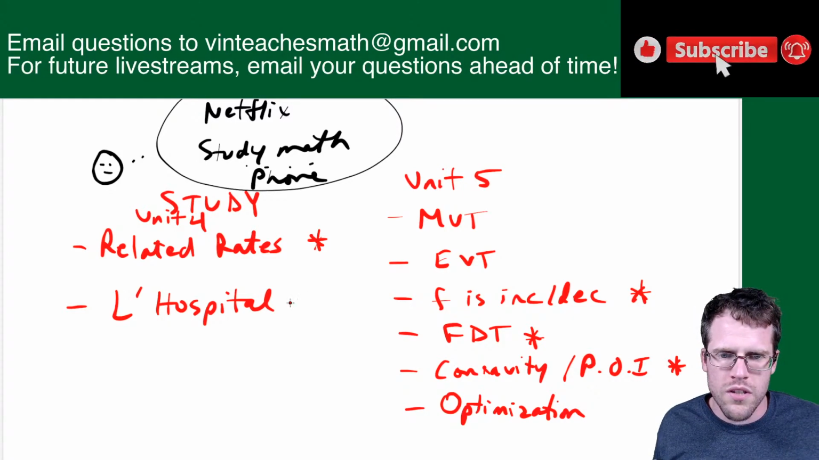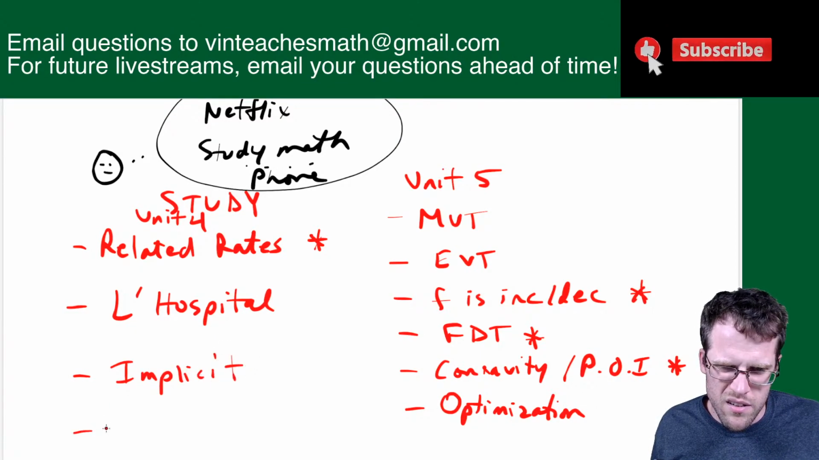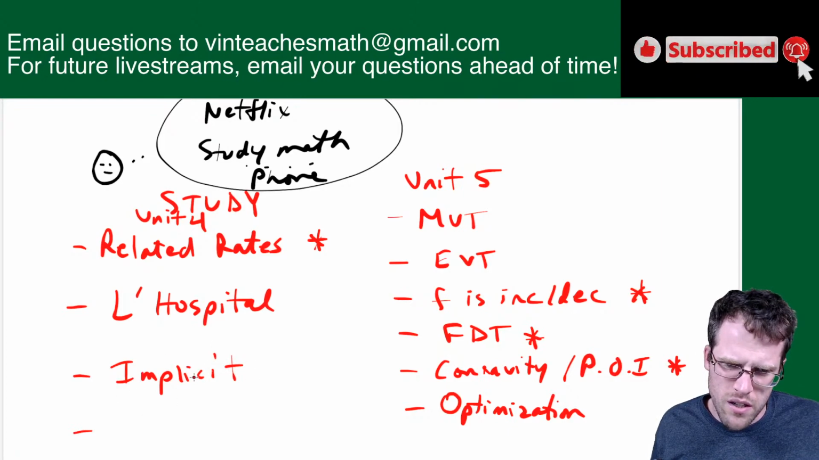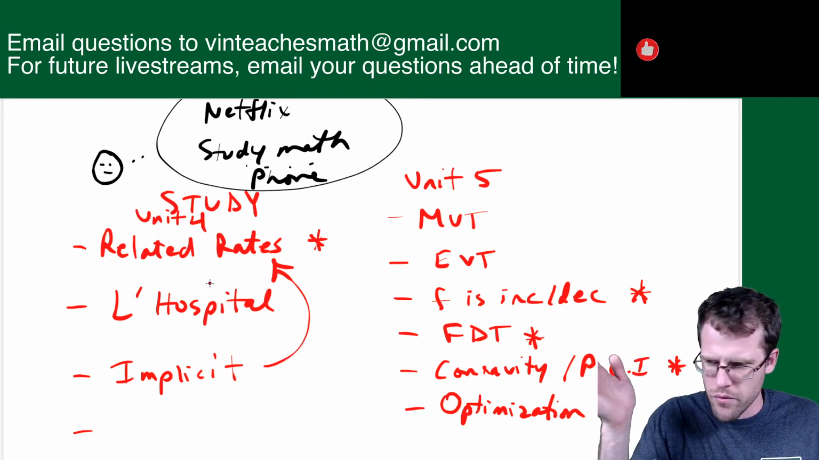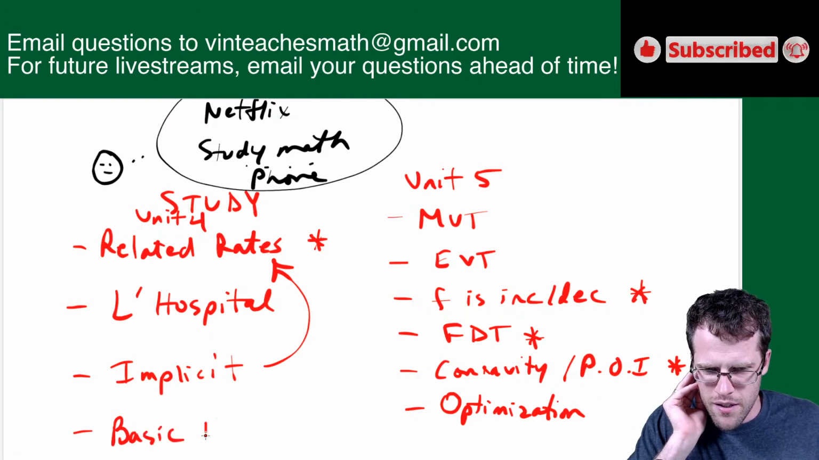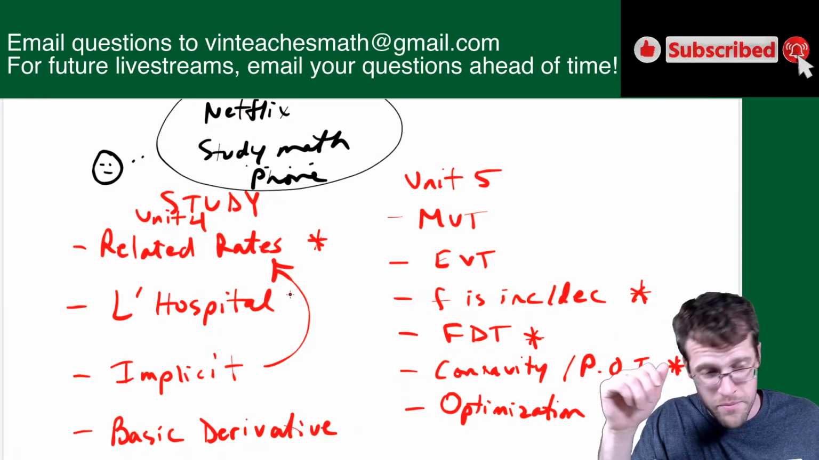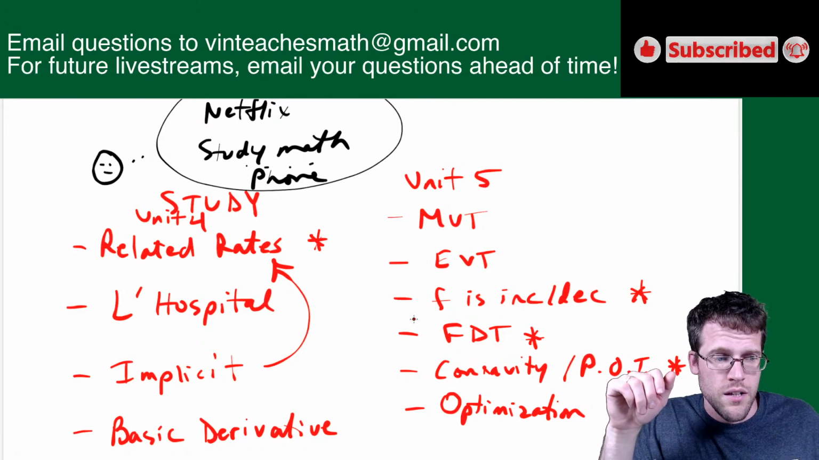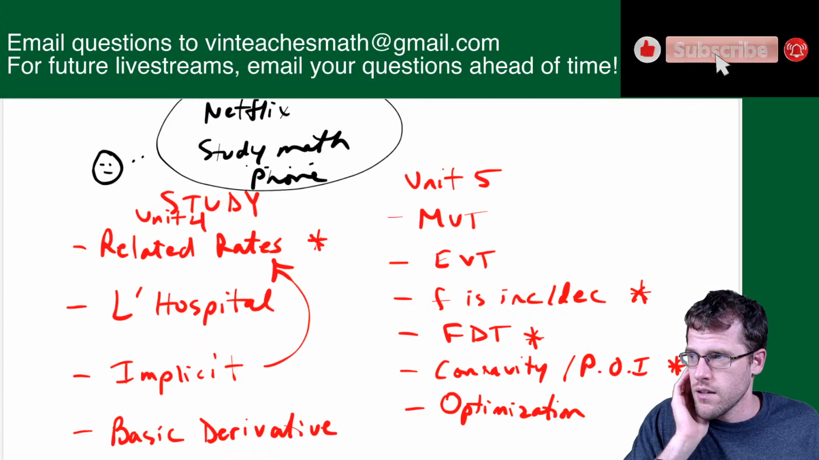An old topic I'll throw in before this is implicit. It makes a short appearance, but that connects to this one. You're doing implicit when you're doing related rates anyway. And then maybe there'll be a basic derivative question as an LOL to see who has mastered it. Okay, so the starred ones are the big topics.